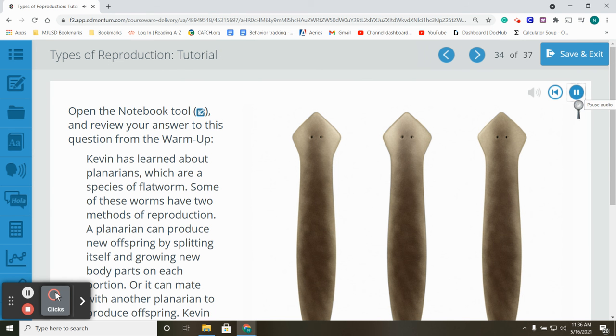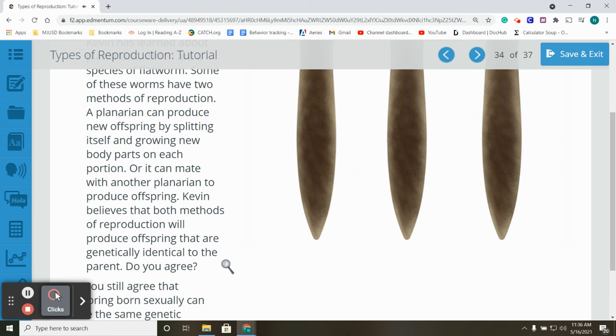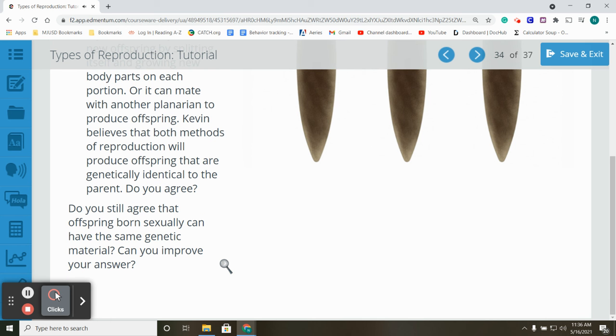Open the notebook tool and review your answer to this question from the warm-up. Kevin has learned about planarians, which are a species of flatworm. Some of these worms have 2 methods of reproduction. A planarian can produce new offspring by splitting itself and growing new body parts on each portion, or it can mate with another planarian to produce offspring. Kevin believes that both methods of reproduction will produce offspring that are genetically identical to the parent. Do you agree? Do you still agree that offspring born sexually can have the same genetic material? Can you improve your answer?